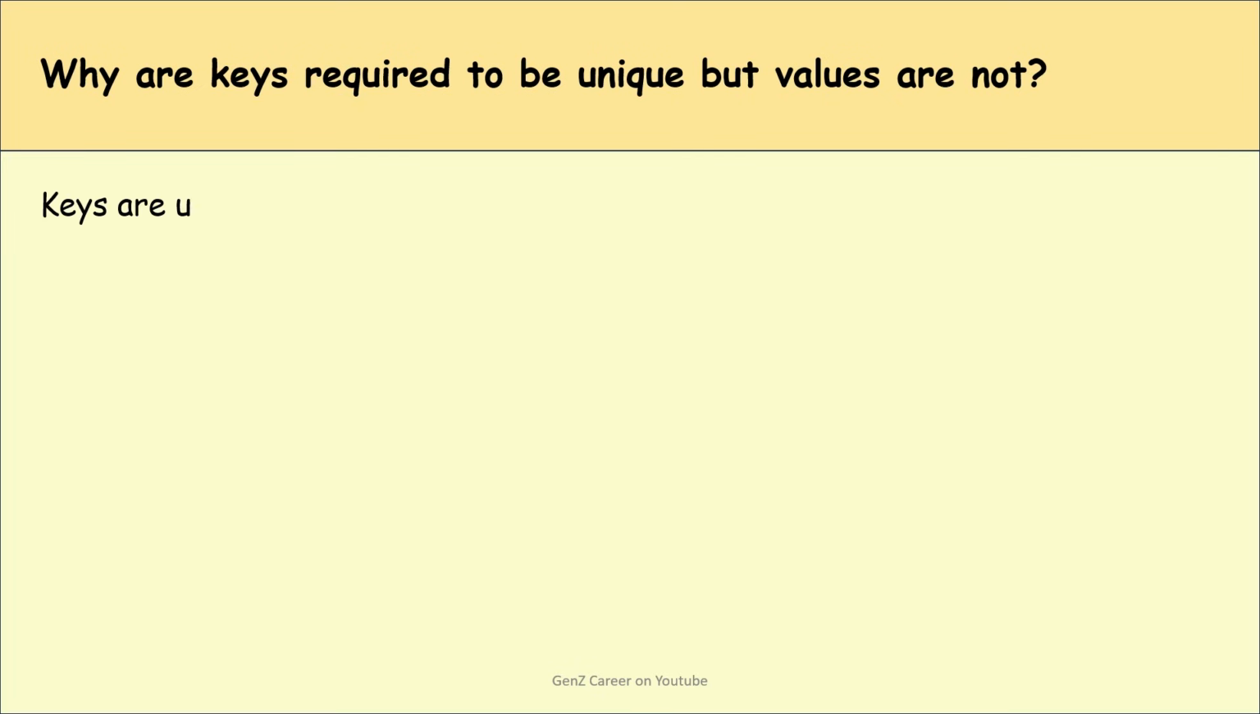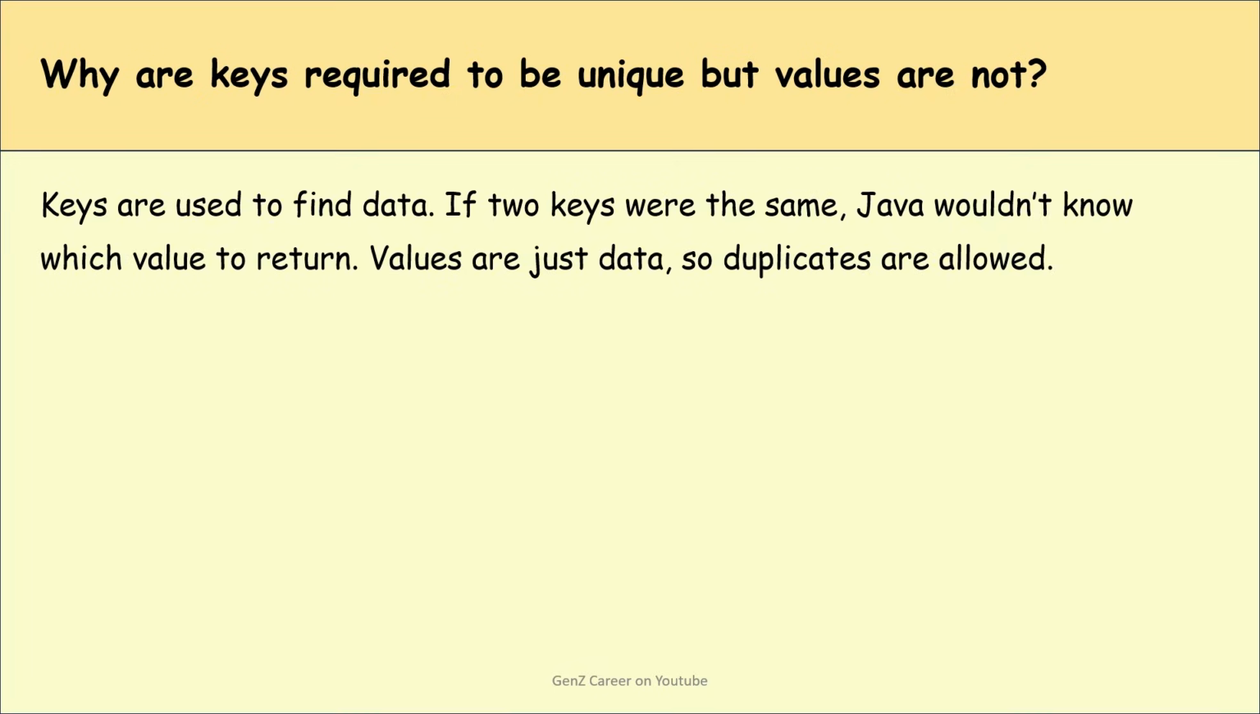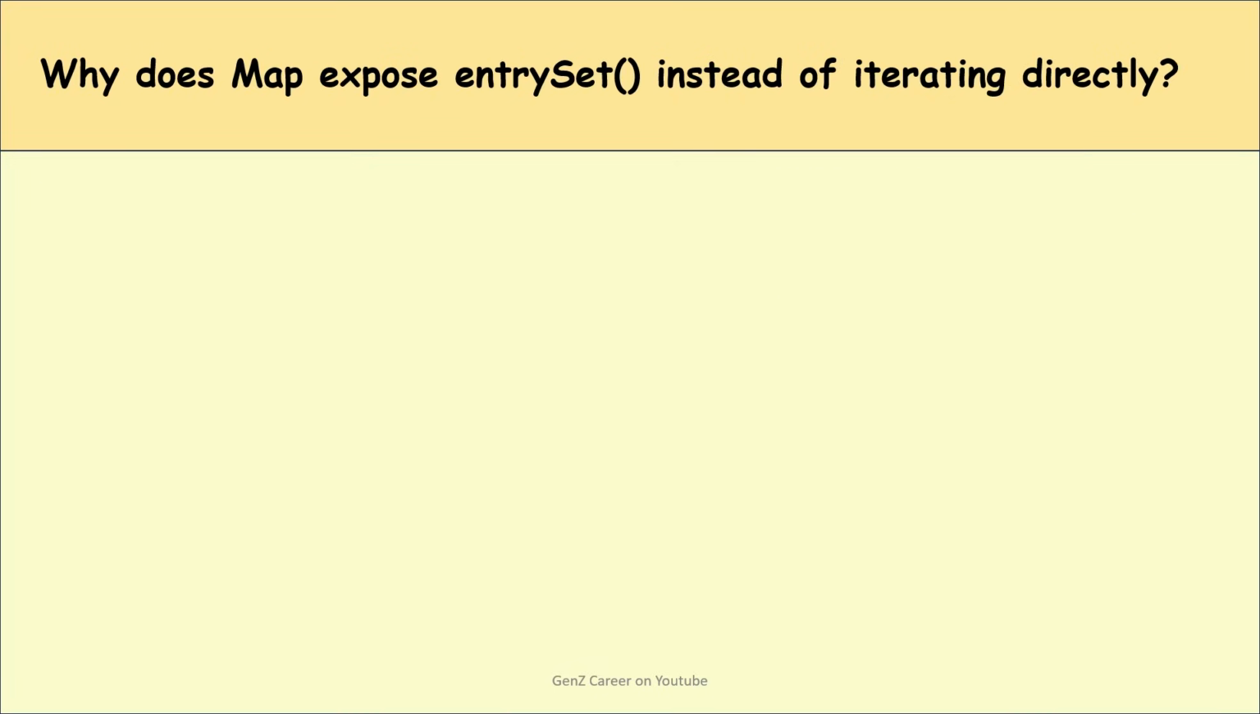Keys are used to find data. If two keys were the same, Java wouldn't know which value to return. Values are just data, so duplicates are allowed. Okay. Next question is, why does Map expose entrySet instead of iterating directly?